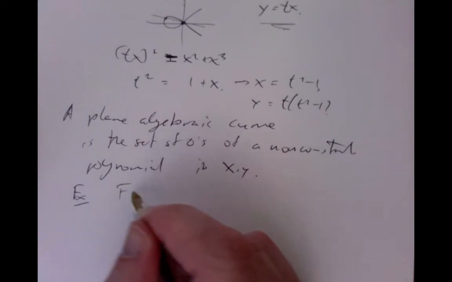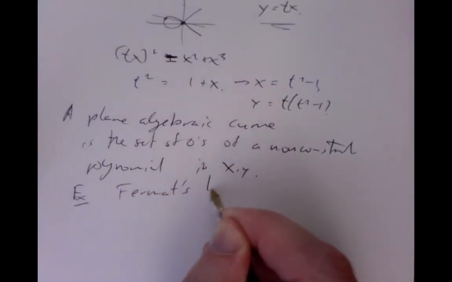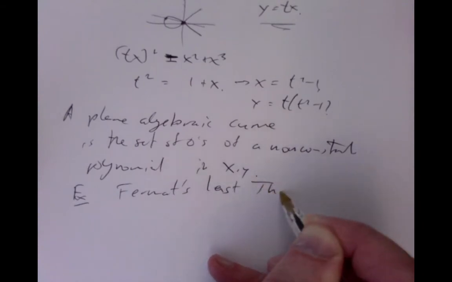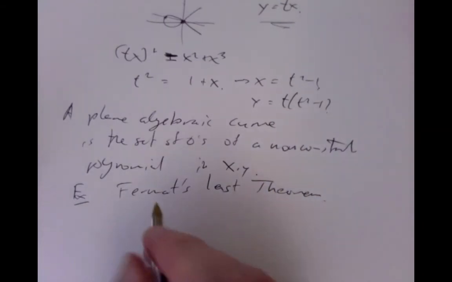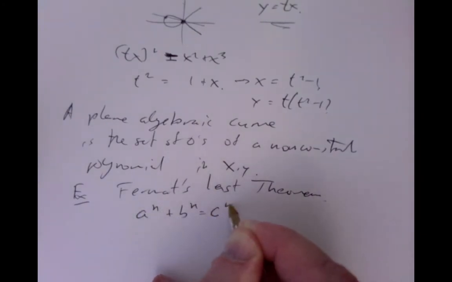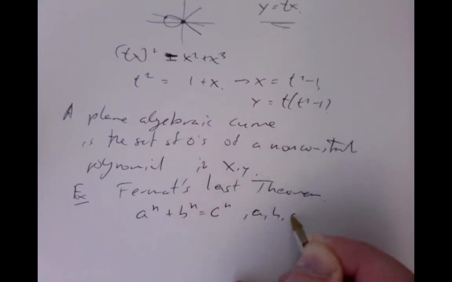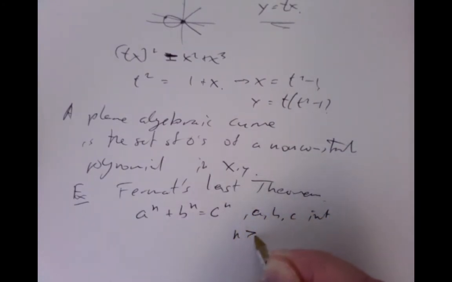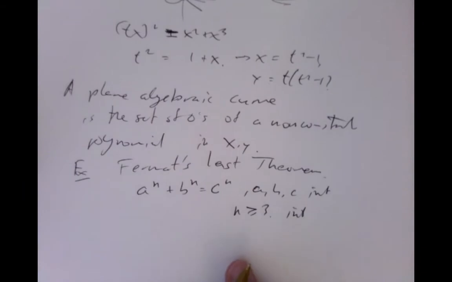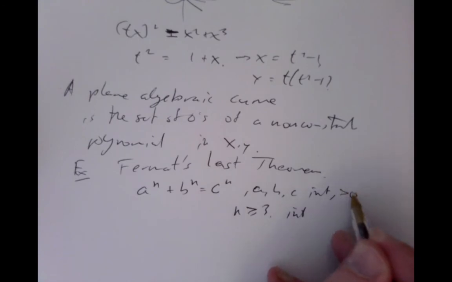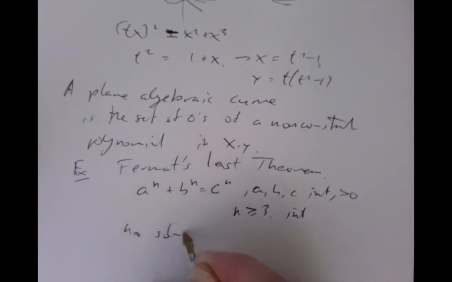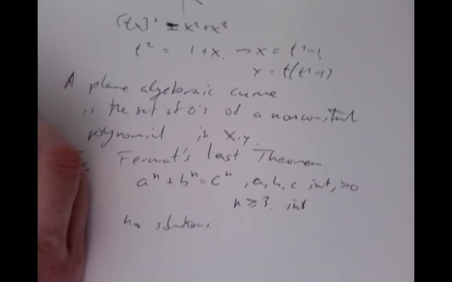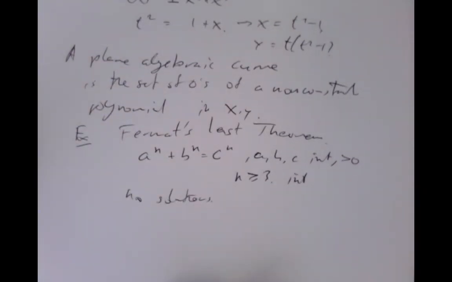For example, remember the famous Fermat's last theorem, which of course is not a theorem of Fermat, strangely enough. Fermat's last theorem says that if you try and find integer solutions to a to the n plus b to the n equals c to the n, a, b, and c integers, and n is greater than or equal to 3 is also an integer, then you can't do it with all of the solutions being, let's say, positive numbers, for example. There are no solutions.